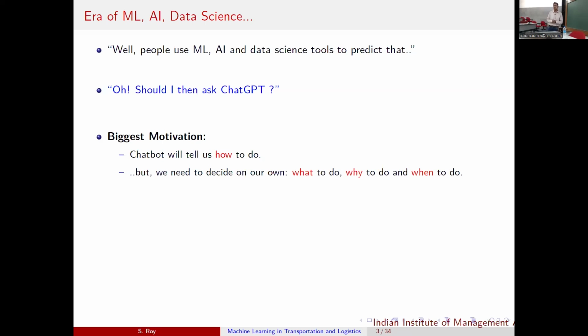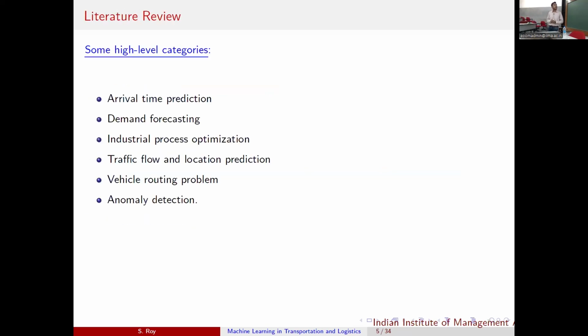So by literature review, what I mean is the state-of-the-art machine learning methods that have been used in transportation and logistics. For that, I have categorized this whole transportation and logistics problem space, broadly and not all-inclusive, into 6 categories: arrival time prediction, demand forecasting, industrial process optimization, traffic flow and location prediction, vehicle routing problem, and the last one is anomaly detection.